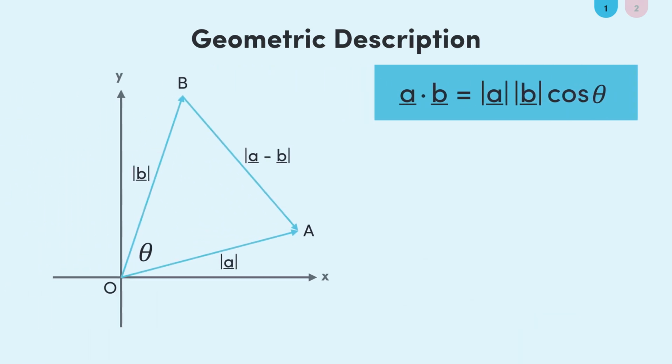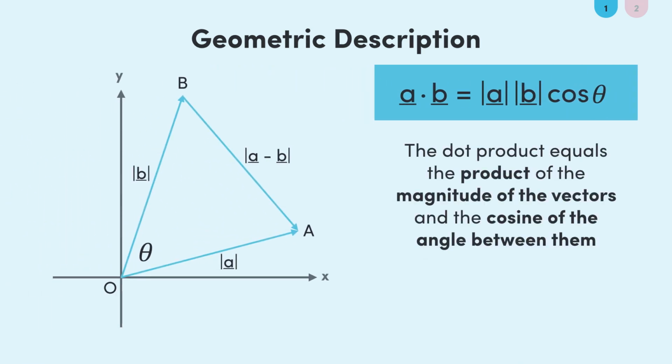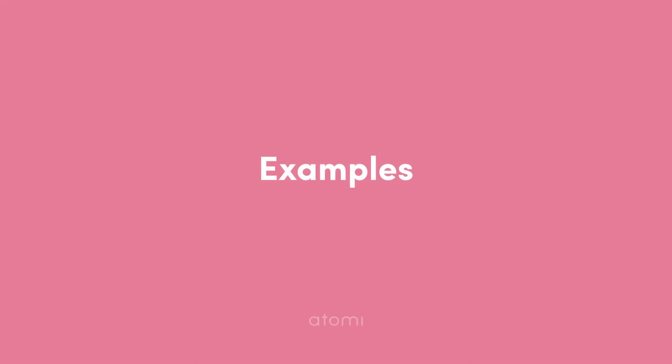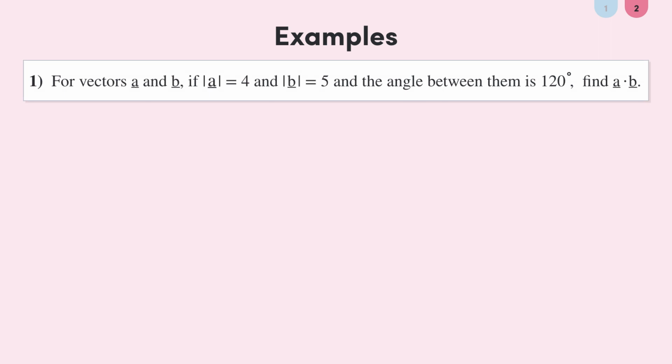This formula tells us that the dot product between A and B is the magnitude of the vectors and the cosine of the angle between them all multiplied together. You may be wondering what sort of questions will involve this formula, so let's look to a couple of examples now. Here's the first question. We are given the magnitude of two vectors A and B and the angle between them. We are asked to find the dot product between them.